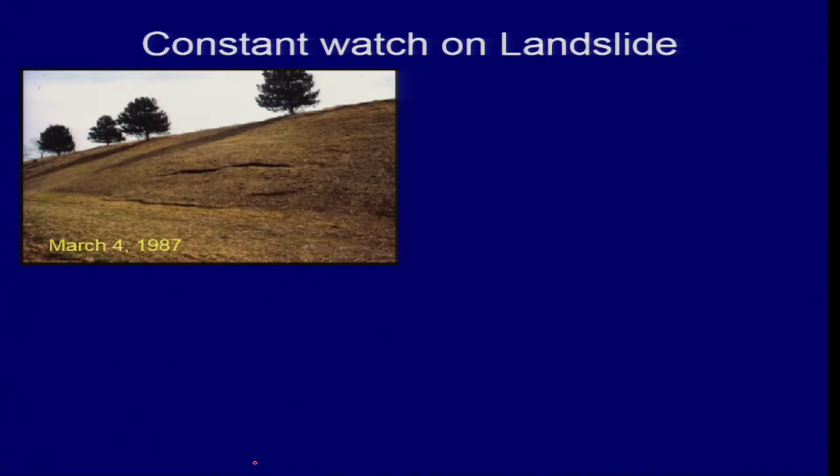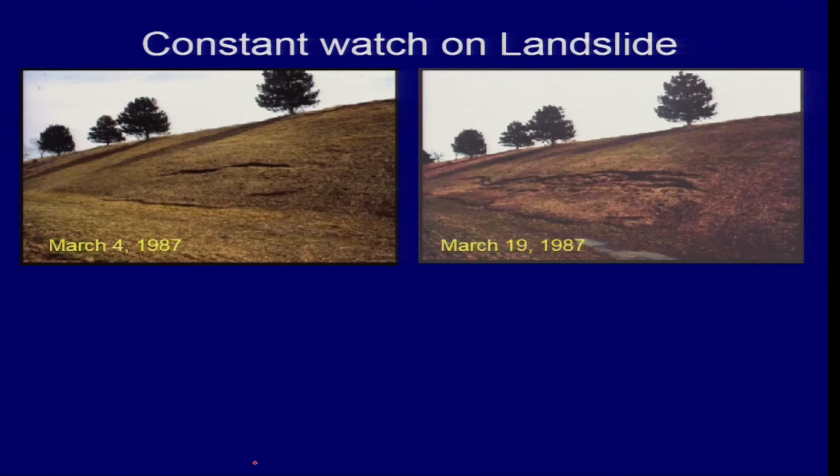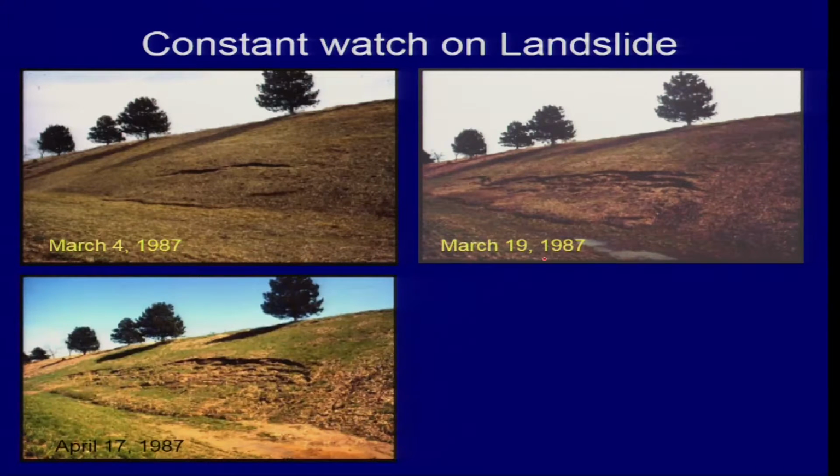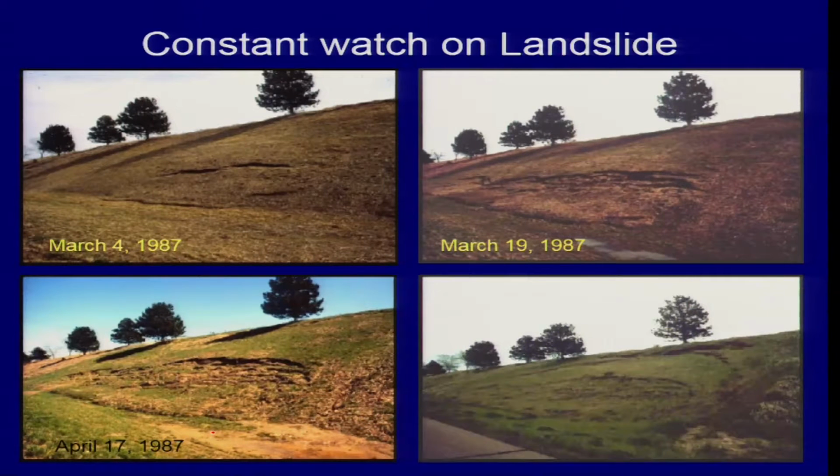So, constant watch of landslides is again an important part. This is in March 1987. This again in March, on 19th, this was on 4th, this one on 19th, and this one is on 17th April, on the same year it slipped, and finally you have the major one which is coming in March 1990. You can see the more slip has developed here. So one can also have the constant watch on this.